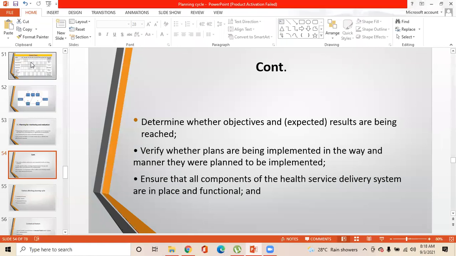Determine whether objectives and expected results are being reached. Verify whether plans are being implemented in the way and manner they were planned to be implemented. And it ensures that all components of the health service delivery system are in place and functional.